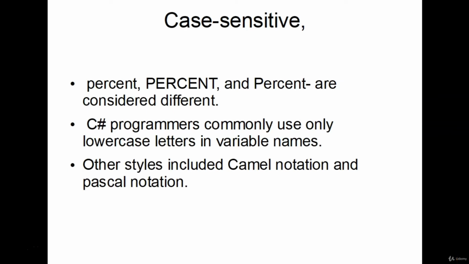So as mentioned before, C# is a case-sensitive language. So % all lowercase, % all uppercase, and % with a capital P all lowercase are all considered different variables. It's common for C# programmers to only use lowercase letters when declaring variables, but there are different styles, which includes camel notation and Pascal notation.